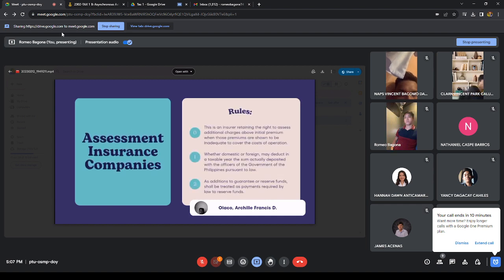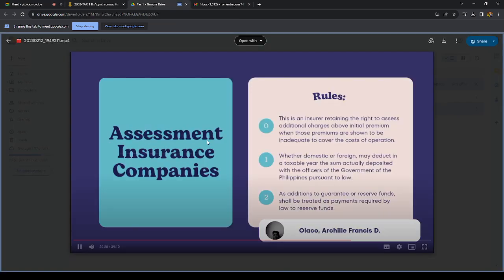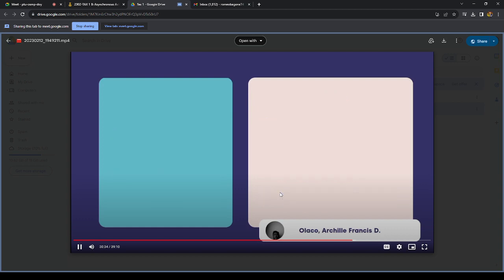Assessment insurance companies. To define, this is an insurer retaining the right to assess additional charges above initial premium when those premiums are shown to be inadequate to cover the cost of operation. The general rule is that whether domestic or foreign, they may deduct in a taxable year the sum actually deposited with the officers of the government of the Philippines pursuant to law, as additions to guarantee or reserve funds, which shall be treated as payments required by law to reserve funds.